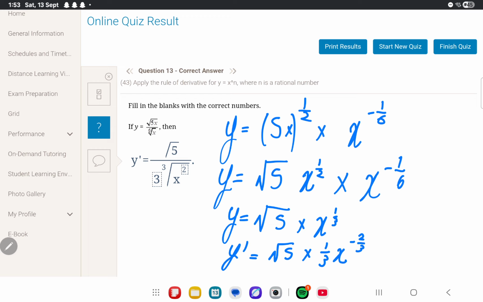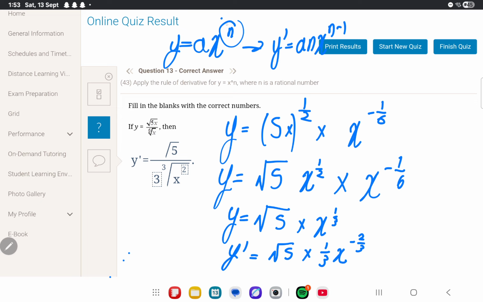So remember the rule for the derivative. If y is equal to ax to the power of n, then y prime, or dy by dx, is going to be a times n x to the power of n minus 1. This is essentially what I applied here. So you take the power down and then you subtract 1 from the power. That's essentially what the rule of the derivative is. So that's what I did.